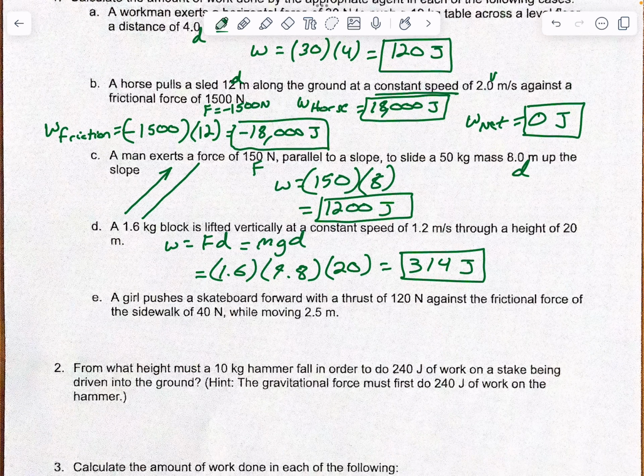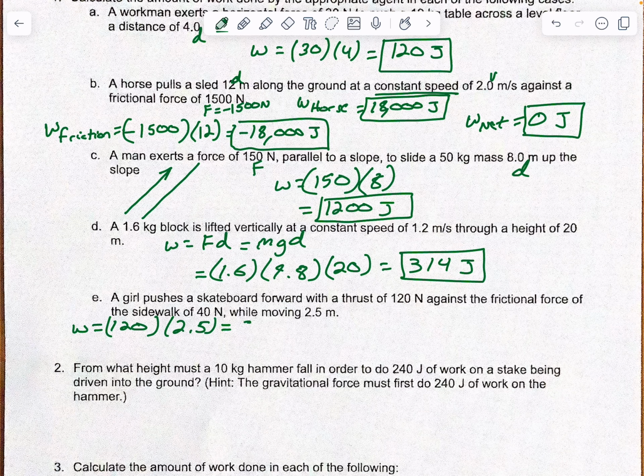All right, a girl pushes a skateboard forward with a thrust of 120 newtons against the frictional force of a sidewalk of 40 newtons while moving 2.5 meters. So you got a couple things going on here. You can combine these, you can separate them. If I asked you what amount of work was the girl doing, just the girl, nothing would change the fact that her force is 120, and she's applying it at a distance of 2.5 meters.